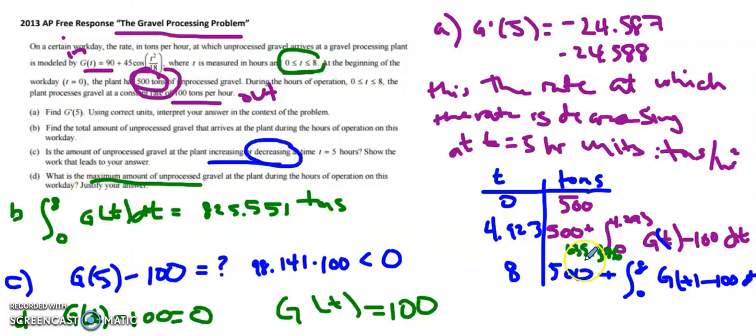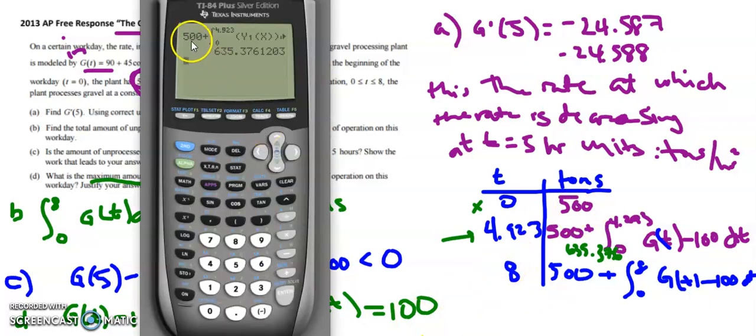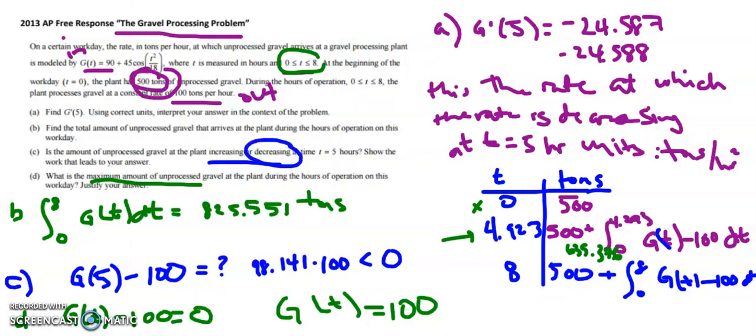Okay, so compared to 500, this one's already winning. This one's not going to be it because 635 is bigger than 500. But now I need to check at 8. So you know what I'm going to do? I'm going to hit second enter, and it enters that whole thing I already had up top, and all I have to do now is change my upper limit of integration to an 8. Delete, delete, delete, and just put in a nice 8 there. Okay, looks good. Hit enter. And only 525.551.